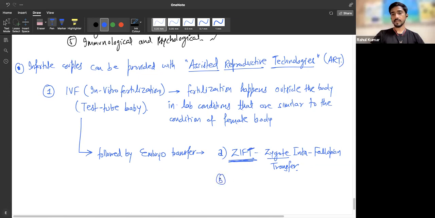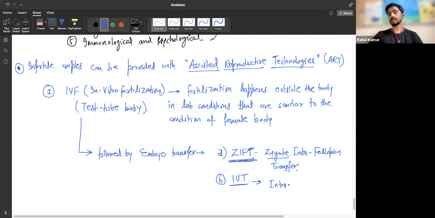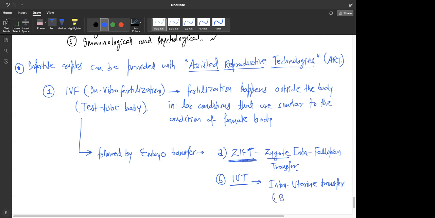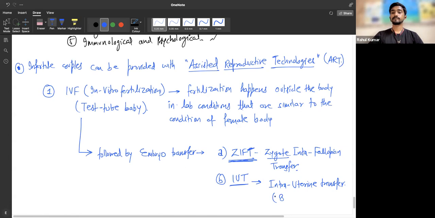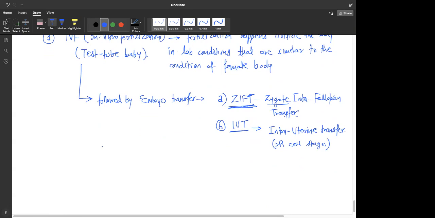The second kind of transfer is IUT, intrauterine transfer, which means in the uterus. If it is in the uterus, you know that it has to be more than 8 cell stage, right? So write down, IUT is done when it is more than 8 cell stage. Then you can put it in the uterus. Is it clear? ZIFT is clear, IUT is clear?